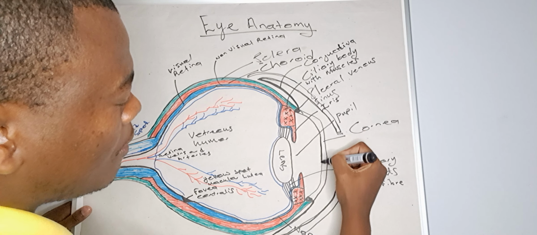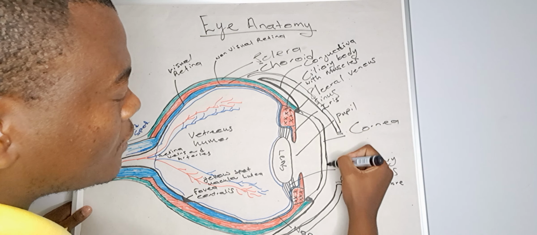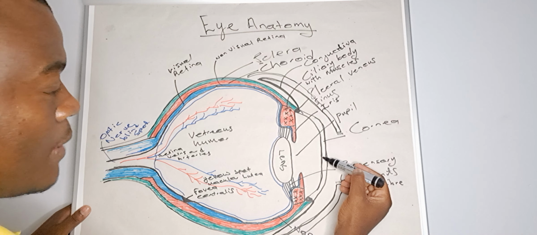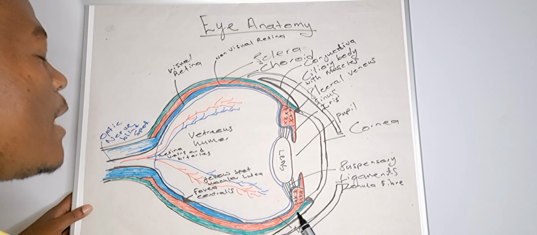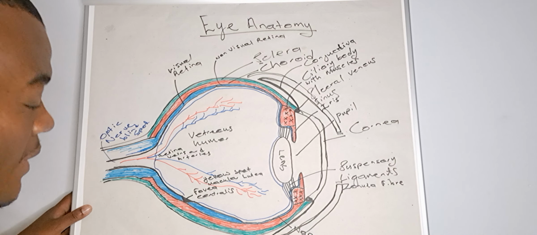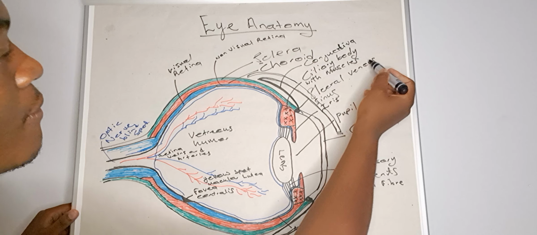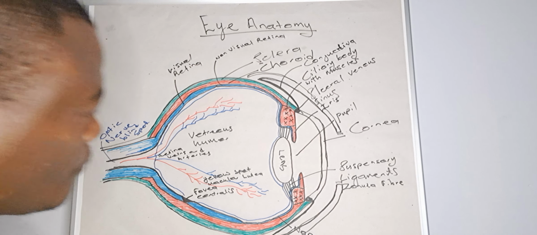So now here we have our cornea. This is continuous with the sclera. The difference is that this one is transparent to allow the transmission of light to come in. This one is opaque because it's inside the bony orbit. It has nothing to do with the light. This one is your scleral venous sinus. I will tell you what the function of that is.